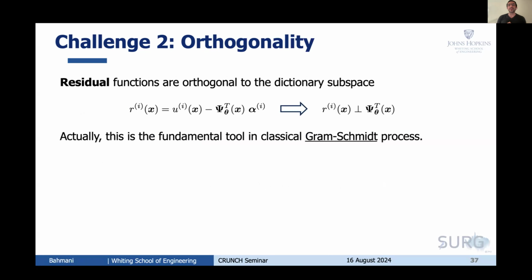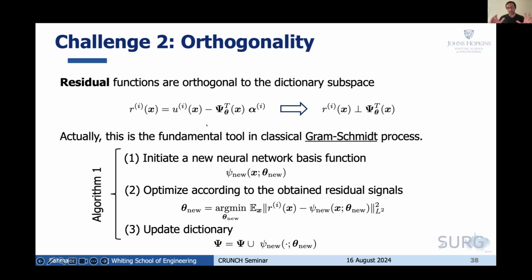The second challenge is basically, if I give you some dictionary and you do your best to approximate the signal, the residual is going to be orthogonal to your basis subspace. And this is the fundamental concept used in the Gram-Schmidt process. So what the algorithm is doing, in a nutshell, for building adaptively orthogonal bases parameterized by neural networks: by having your dictionary, you try your best to reconstruct. You have a residual, which is a signal on a point cloud, and you initiate a neural network from scratch. That's the SciNu, and you train your neural network to capture the residual signal. If this training is successful, your neural network is weakly orthogonal to your basis subspace so far.